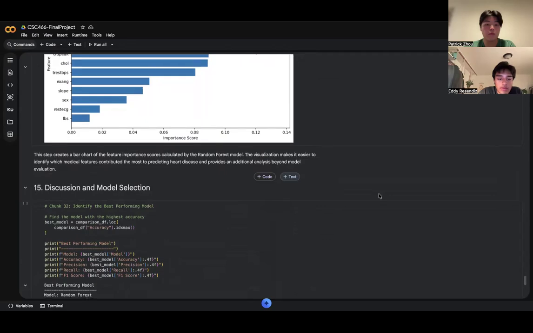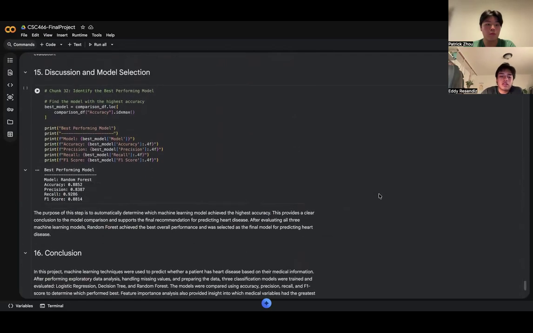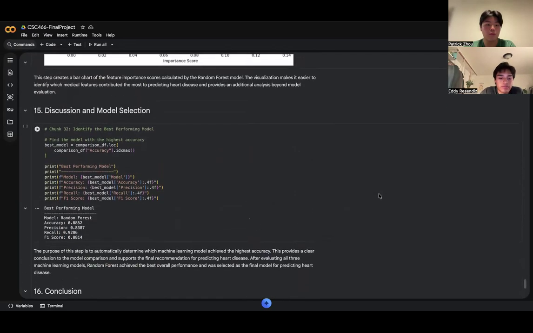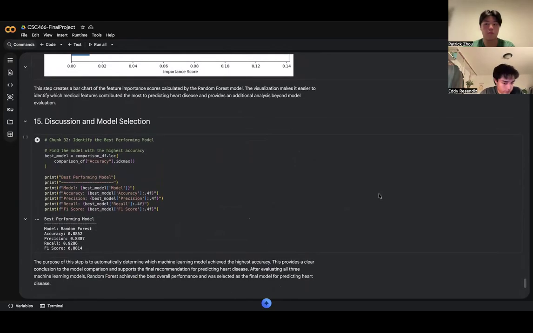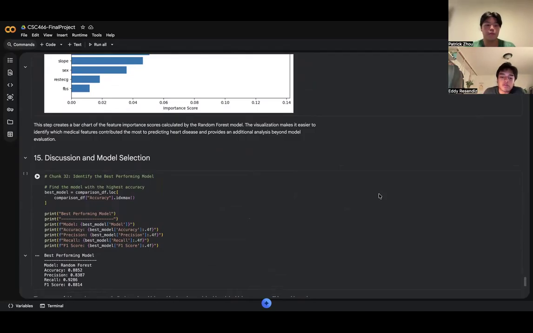And then for our next topic, discussion and model selection. The purpose of this step is to automatically determine which machine learning model achieved the highest accuracy. This provides a clearer conclusion to the model comparison and supports the final recommendation for predicting heart disease.